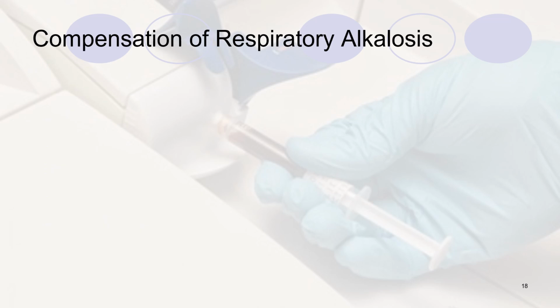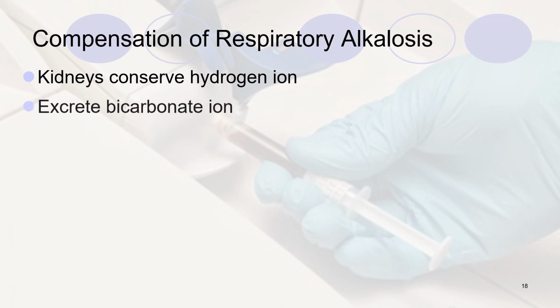Then compensation of respiratory alkalosis. The kidneys conserve the hydrogen ion. It is just the opposite of what we saw in respiratory acidosis. Here the kidneys conserve the hydrogen ion and excrete the bicarbonate ion.